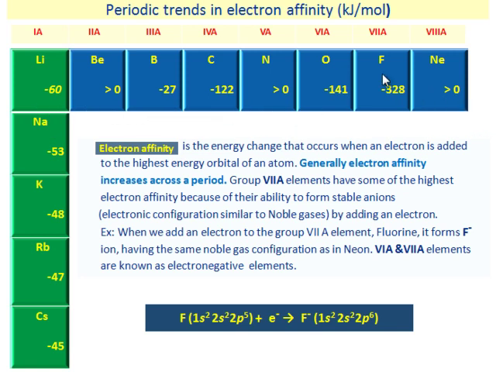Group 7A elements have some of the highest electron affinity because of their ability to form stable anions by adding an electron. Example, when we add an electron to the group 7A element fluorine, it forms fluoride ion having the same noble gas configuration as in neon. 6A and 7A elements are known as electronegative elements.